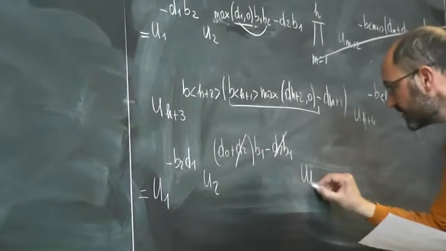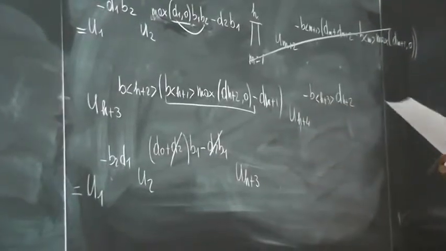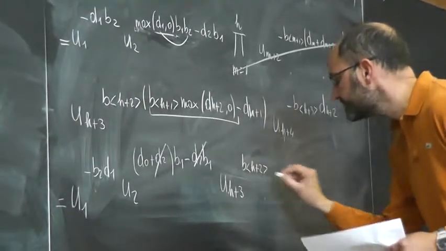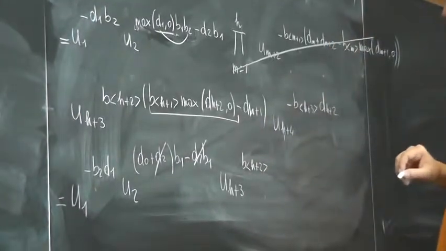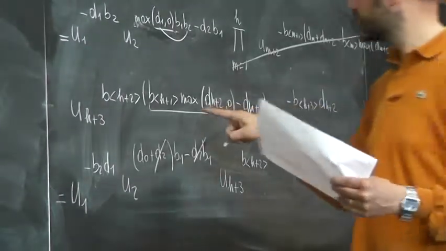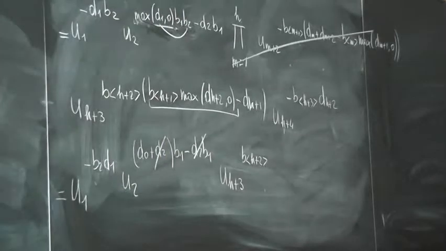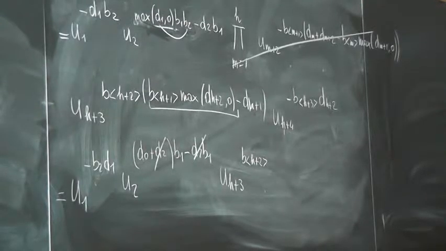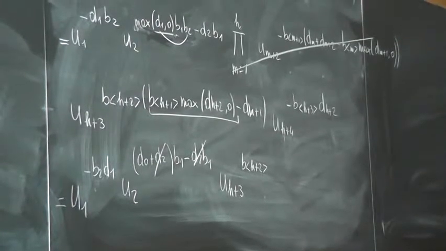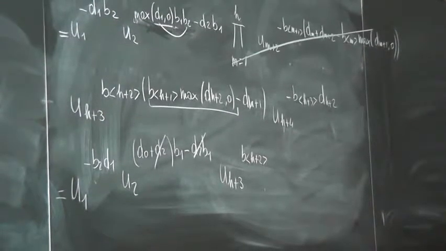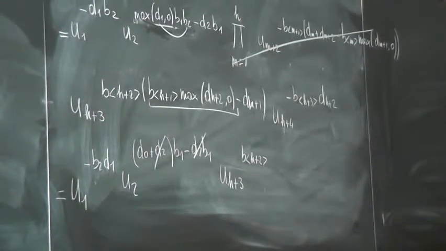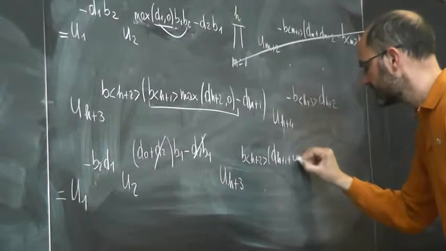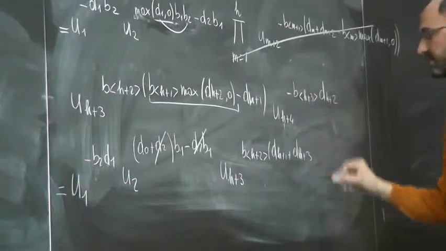Similarly, UH plus 3 is B H plus 2, and then we want to use this relation with the same thing, M equal H plus 1. So this is D h plus 1 plus dh plus 3 minus dh plus 1.